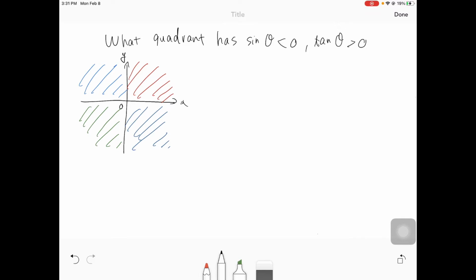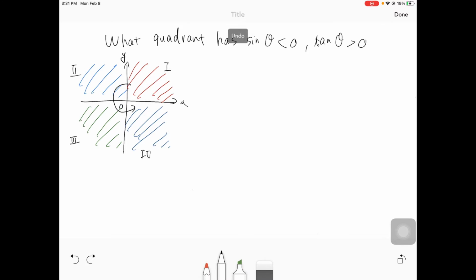The red one, when x value and y value are positive, is called the first quadrant, and it goes counterclockwise. The blue one is called the second quadrant. Green one is called the third quadrant. This navy one is called the fourth quadrant. In this question, you need to find which quadrant has sine theta smaller than 0 and tangent theta bigger than 0. Let's work on it.